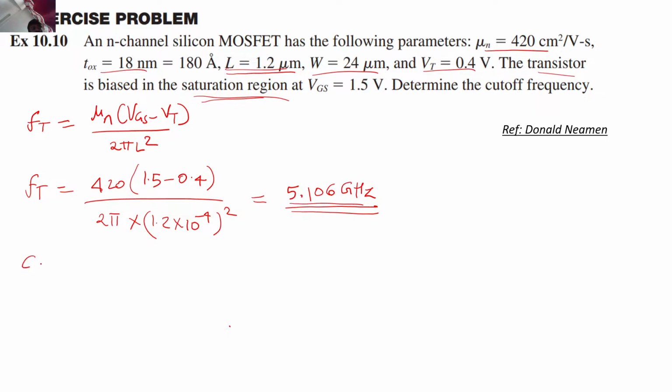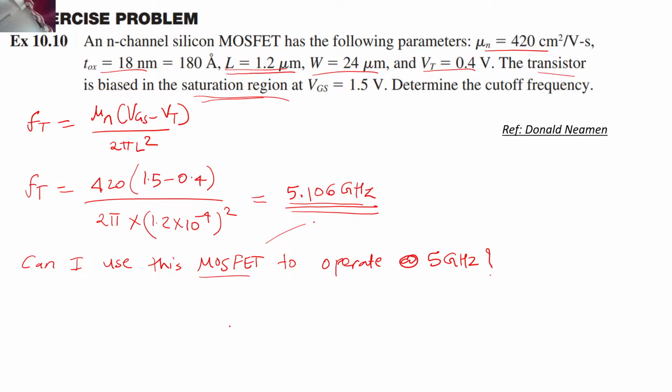So now just a small question to you guys: can I use this MOSFET to operate at 5 gigahertz? Can any one of you please answer based on whatever I have taught in the previous 2-3 slides? If I want to operate this MOSFET in one of the amplifiers for the Wi-Fi band, can I operate it reliably or will it give me a problem?